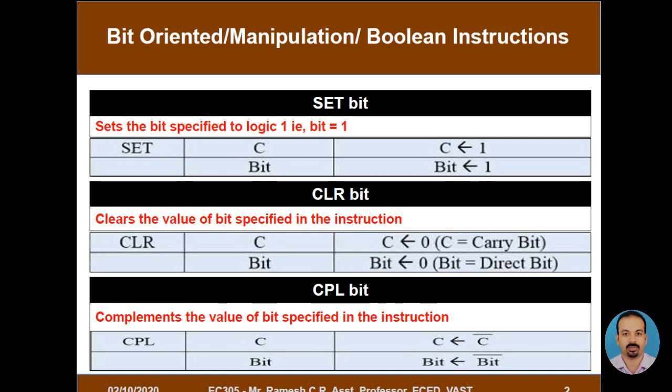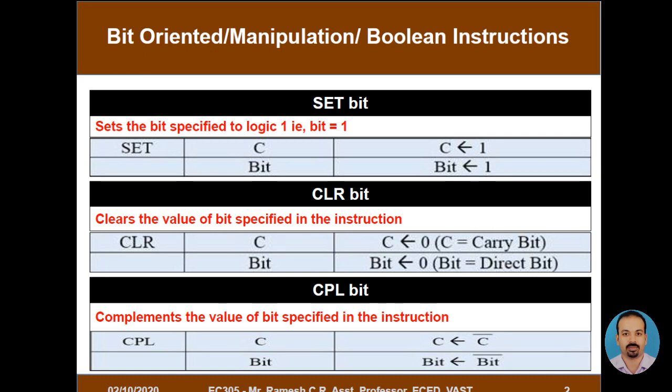Then the opposite of setting, that is, clearing the specified bit, we have CLR bit. One of the commonly used ones is CLR C, where the carry flag is cleared by the programmer, and the other is CLR bit, where one of the bits of the bit addressable RAM or any of the bit addressable SFRs is cleared.